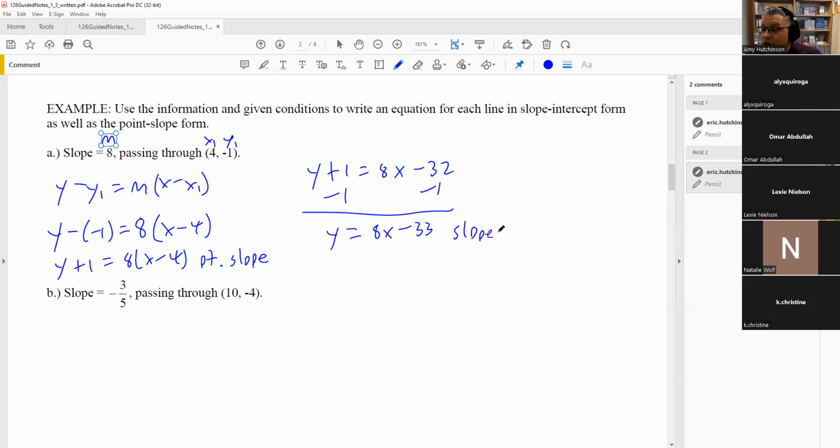This is the slope-intercept form. So now those are the two answers we're looking for: point slope, and then if you solve for y, the slope-intercept, which is y equals mx plus b. Even though we have a minus sign, that's okay. It's still considered to be in slope-intercept form. You do have to make sure, though, when you write the slope-intercept form that the x comes first. That's why the 8x has to come first.